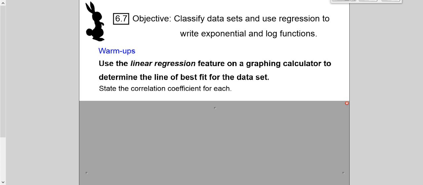Hello, and welcome to another Algebra 2 lesson. This is lesson 6.7. Our objective is to classify data sets and use regression to write exponential and logarithmic functions.